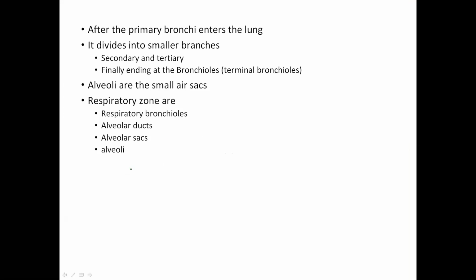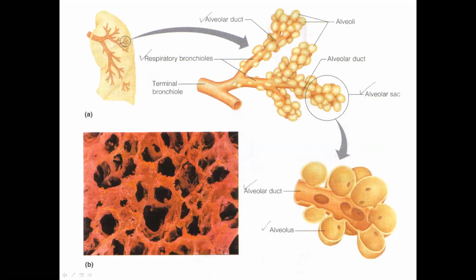The respiratory zones are these 4 different parts here. Here's some information for what is part of the respiratory zone. Starting from the more proximal and working to distal, you have the respiratory bronchioles, and then the alveolar ducts, alveolar sacs, and alveoli. All right, and here's what they look like.